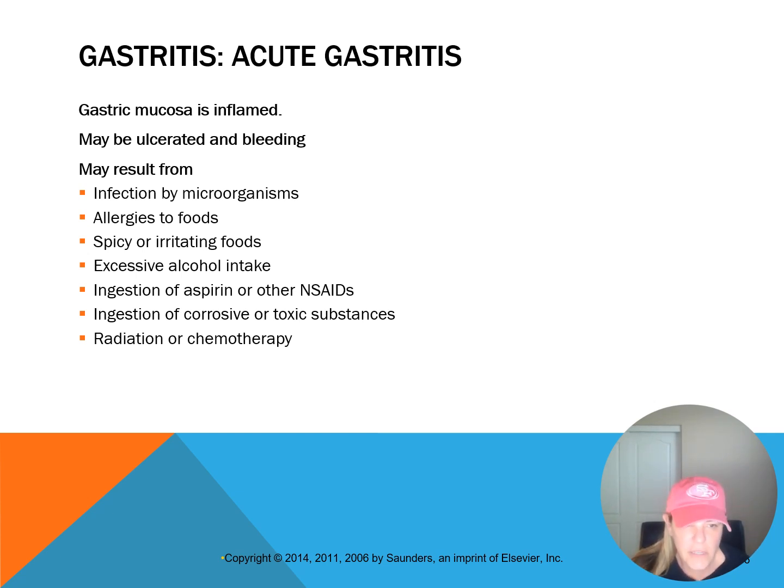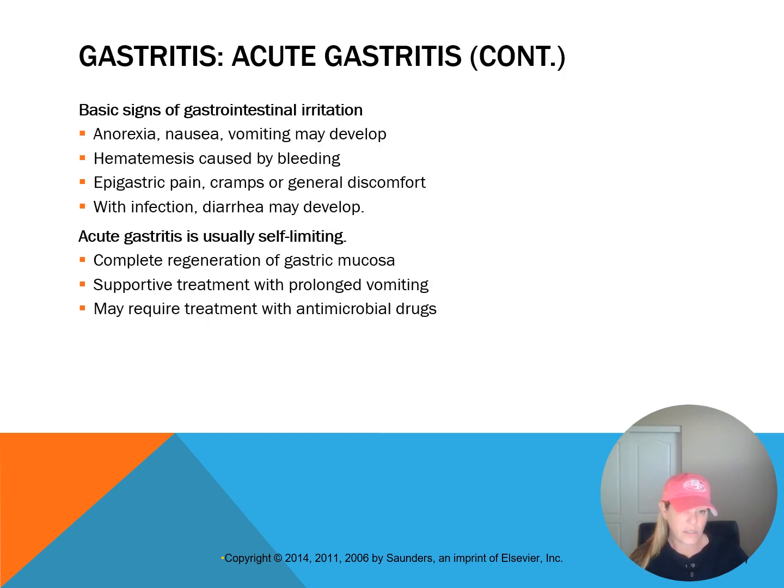Acute gastritis is when your gastric mucosa is inflamed. This can happen for many different reasons. Allergies to foods, spicy foods, alcohol intake. NSAIDs is a big culprit. So overingestion of aspirin and NSAIDs can cause gastric bleeding. So it's very important that you know, or if you know someone who takes a lot of ibuprofen or Motrin or those NSAIDs, that they can cause gastric ulcers or bleeding ulcers. Radiation and chemotherapy are also causes of acute gastritis.